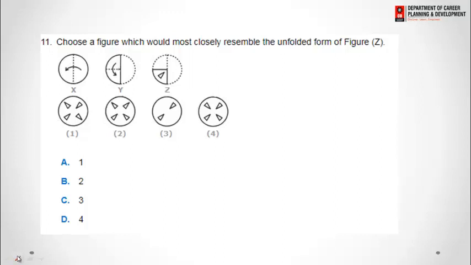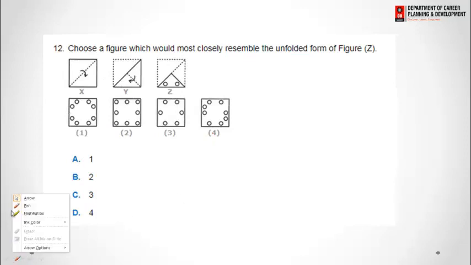Now friends, here we have question number 11, and in this question we need to choose a figure that most closely resembles the unfolded figure from the figure like Z. Firstly we fold the circle in half, then again fold the circle in another half, then we make a cut something like that. If we unfold it, firstly we have the fold like this, and then we have a fold something like that, by which we can say the answer is quite similar to option number 4. Hence the answer is option D for this question.